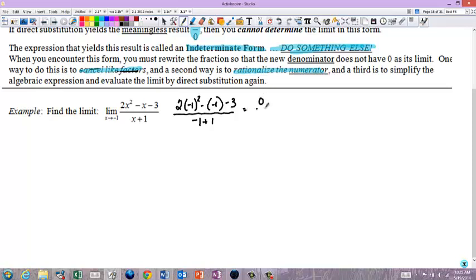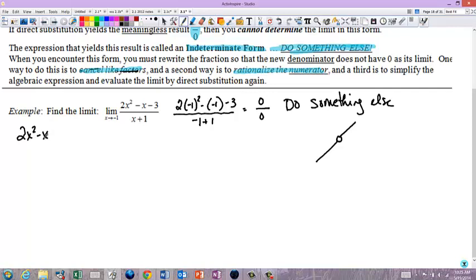It's 0 over 0. So we have to do something else. What we do is we try to simplify it, because when it has 0 over 0, what it has created is a hole. There's a hole in your graph, and you've got to find out where it's going. So to do this, let's factor it.